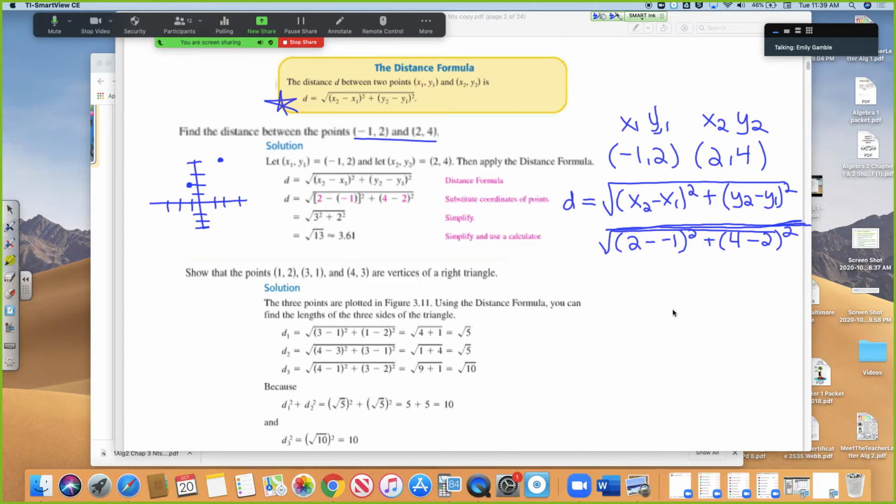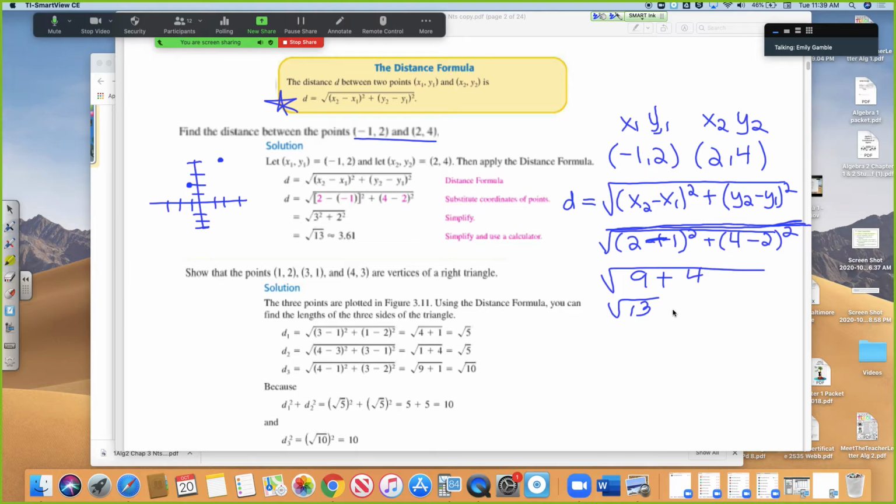If you have a graphing calculator, you could use your graphing calculator and put it all in right now, and I'll show you how to do that in a second. But let me show you how the graphing calculator gets your answer. It simplifies it as much as possible, and then takes the square root of it last. 2 minus negative 1. Double negatives really mean plus. So this is really 2 plus 1, which is 3. This is 3 squared, which is 9, plus. 4 minus 2 is 2. 2 squared is 4. So this all simplifies to be 9. This simplifies to be 4. 9 plus 4 is 13.